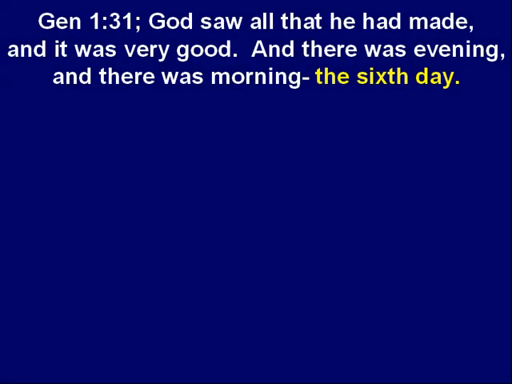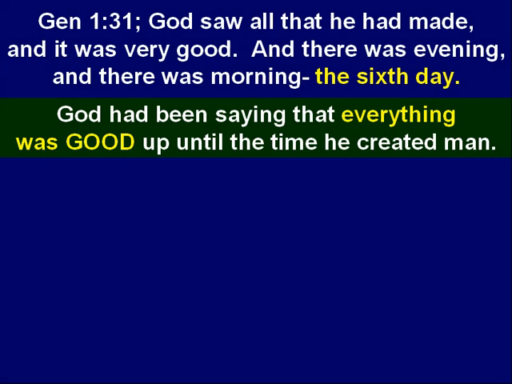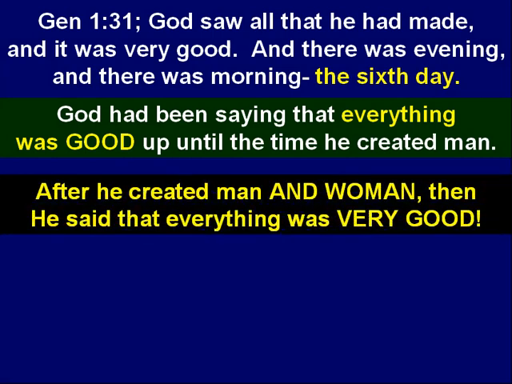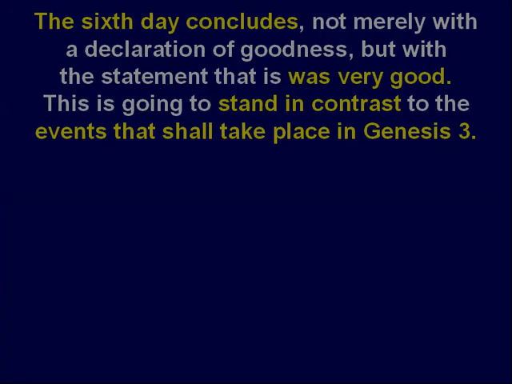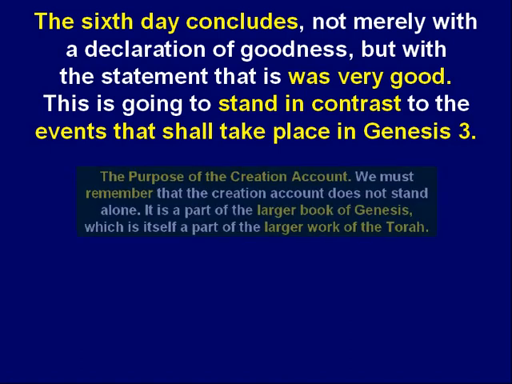God saw all that he made, and it was very good, and it was evening and there was morning, the sixth day. God had been saying that everything was good up until the time he created man. After he created man and woman, then he said everything was very good. The sixth day concludes not merely with the declaration of goodness, but with the statement "very good." This is going to stand in contrast to the events that shall take place in Genesis chapter 3.